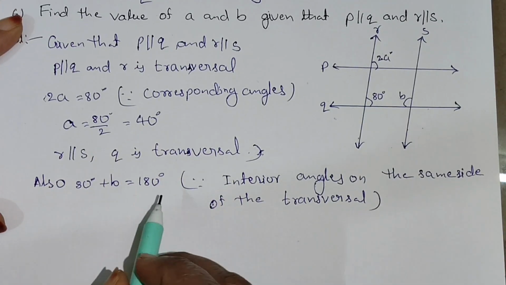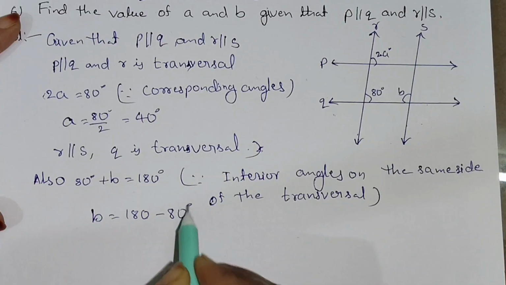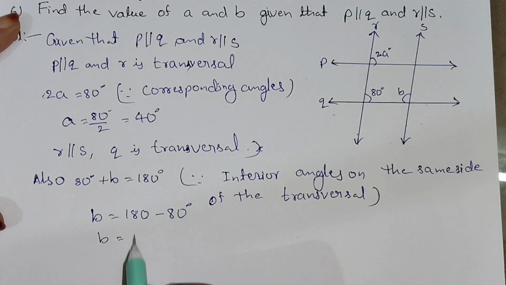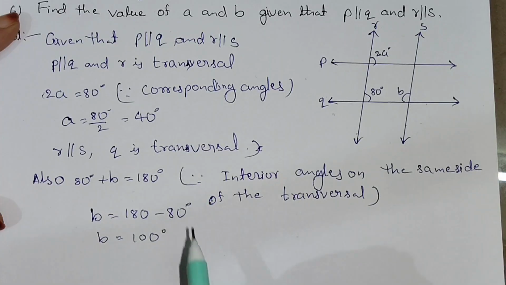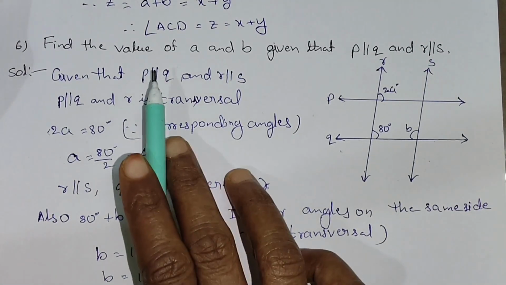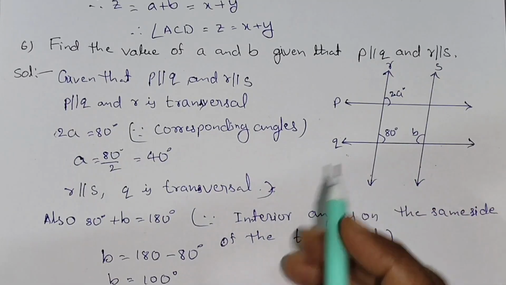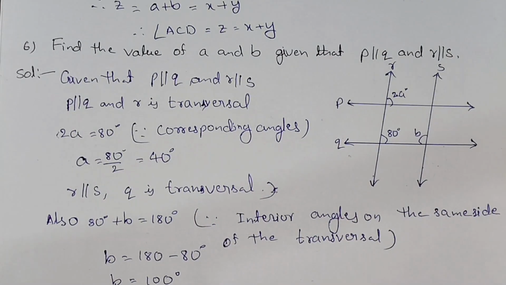So B equals 180 minus 80 degrees. Here B equals 100 degrees. A equals 40 degrees and B equals 100 degrees. So this is the complete solution of the sixth one.